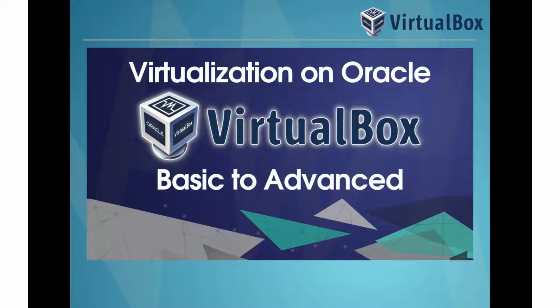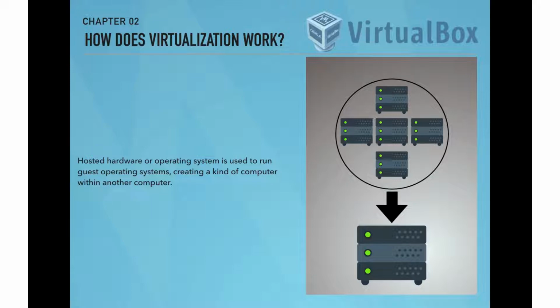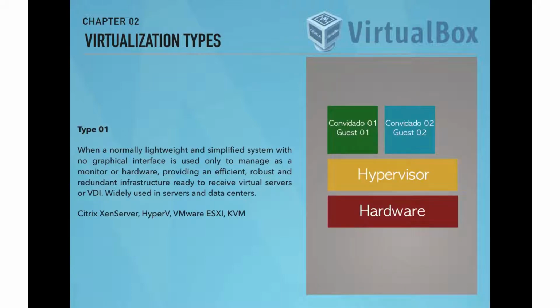Nice. Welcome back. In this chapter 2, we will view how virtualization works. It uses a host's hardware or operating system to run guest operating systems, creating a kind of computer within another computer. We have two virtualization types.